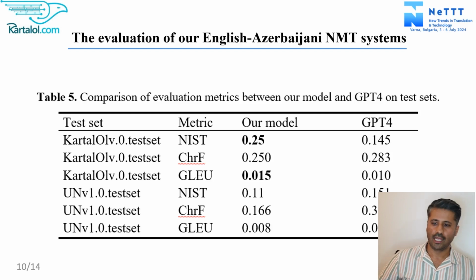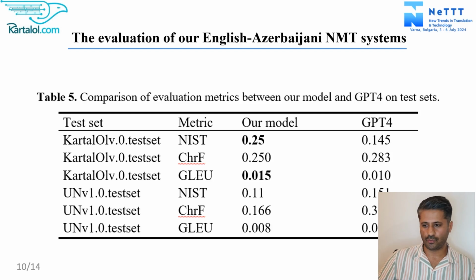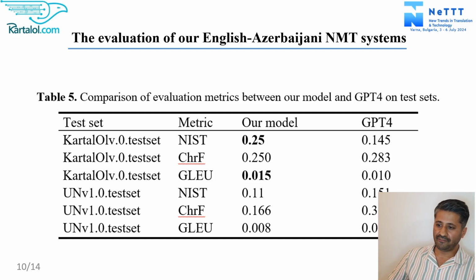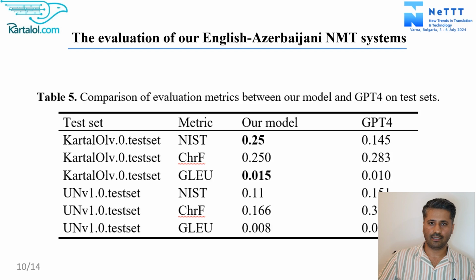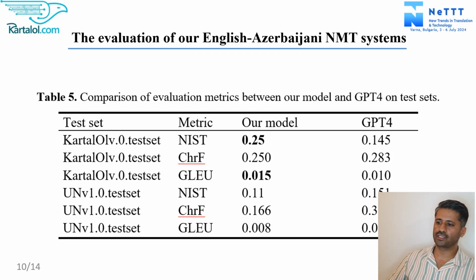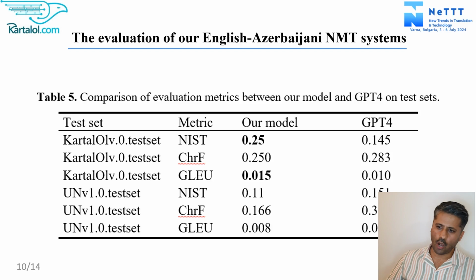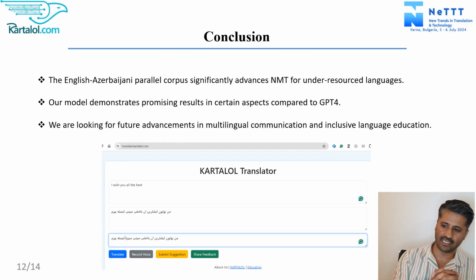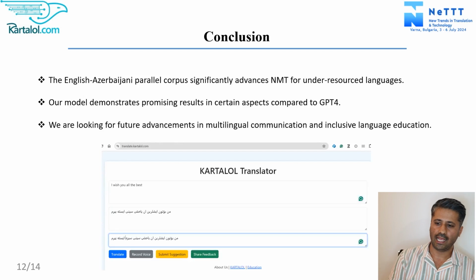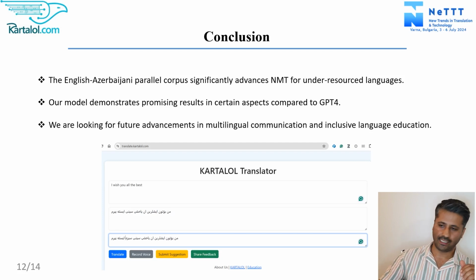So, conclusion: the English-Azerbaijani parallel corpus significantly advances machine translation for under-resourced languages, and our model demonstrates promising results in certain aspects compared to GPT-4, and we are looking for future advancement in multilingual communication and inclusive language education.